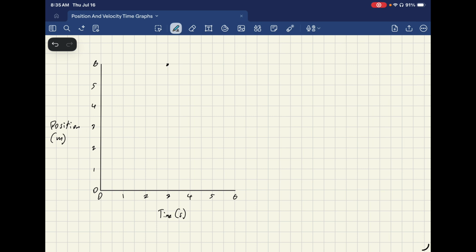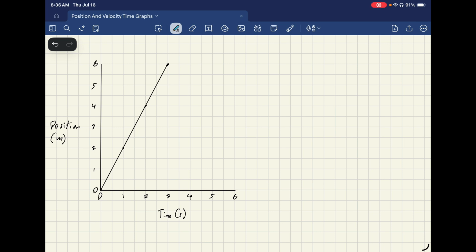So here's 3 seconds, 6 meters, and let's say that it moves with a constant velocity. So just a straight line between those 2 points. At 0 seconds, the position is 0 meters. So that's this point here. At 1 second, the position is 2 meters. 2 seconds is 4 meters. And then 3 seconds is 6 meters. You can see that this position time graph tells us where an object is located at each moment in time.